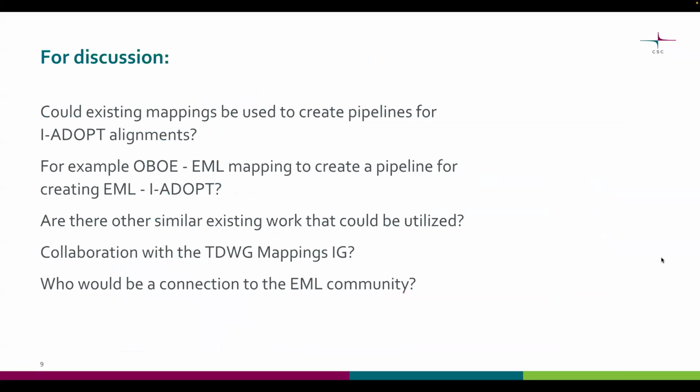I could just skip ahead and say that I would like to ask if there are experts who know EML or Darwin Core and who would be interested in working with us on these alignments with I-ADOPT. We were also discussing with Klaus Weiland from Schenkenberg, who says he wants to start working with EML and its mapping. So we were wondering if it would be possible to use an existing mapping like Oboe EML or something else to create a pipeline to help aligning with I-ADOPT.